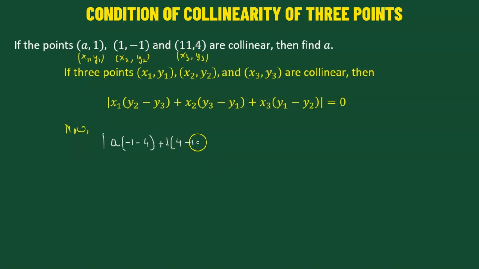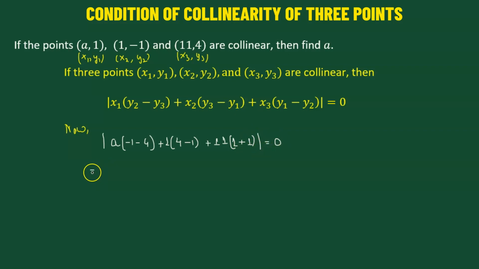So we have 4 minus 1, plus we have x3, so x3 will be 11, so 11 will be multiplied by y1 minus y2, so that's 1 minus of -1, so we have 1 plus 1. Fine, this will be equal to 0.